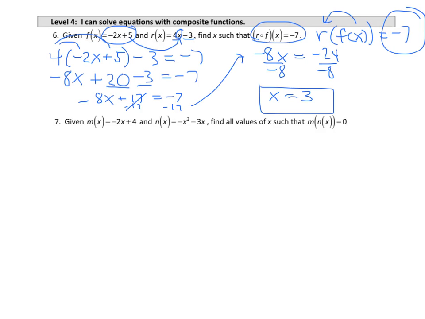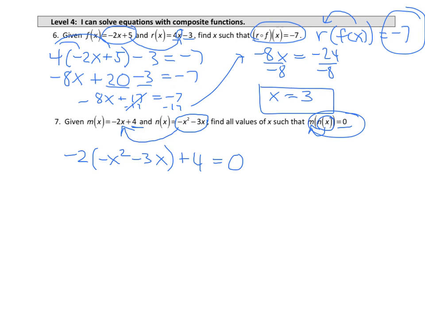In this next example, n of x is being plugged into m. So we take this whole expression and plug it into the x in m. And then we're going to set it equal to 0 at the end. So we get -2 times, and then I replace x with -x squared minus 3x. Then I put plus 4 from right here. And then I set it equal to 0 from this equation over here. And that's the equation I have to solve.